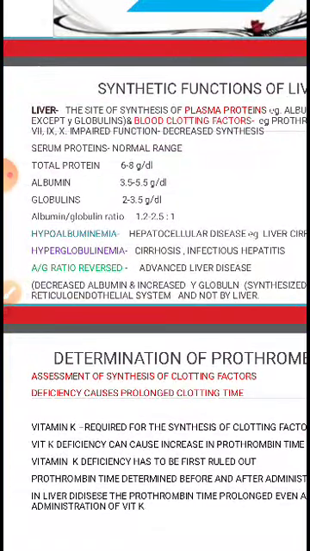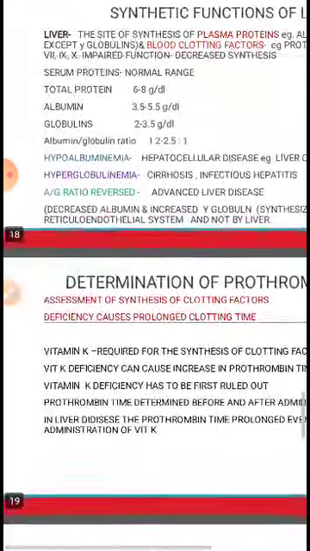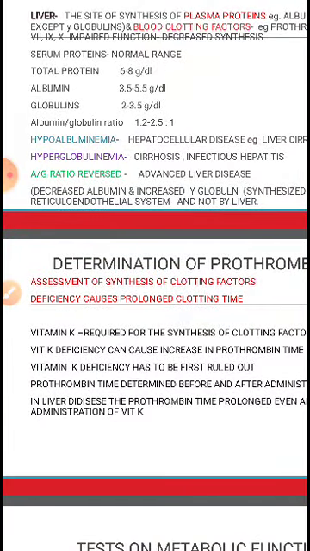Now, this slide gives the normal levels of the total proteins, which is between 6 to 8 gram per deciliter, albumin 3.5 to 5.5 grams per deciliter, globulins between 2 to 3.5 grams per deciliter. The albumin globulin ratio is also given, 1.2 to 2.5:1.